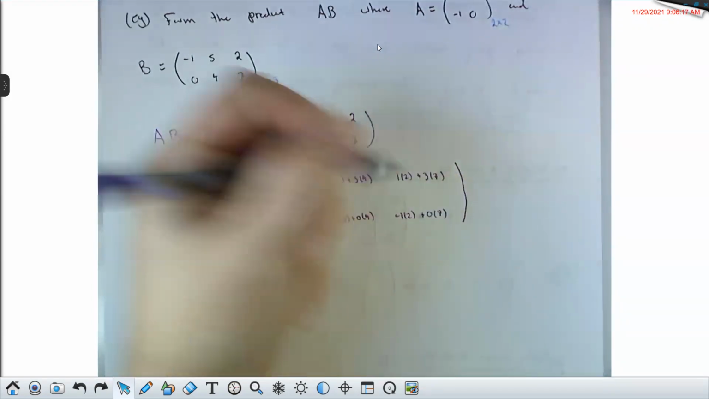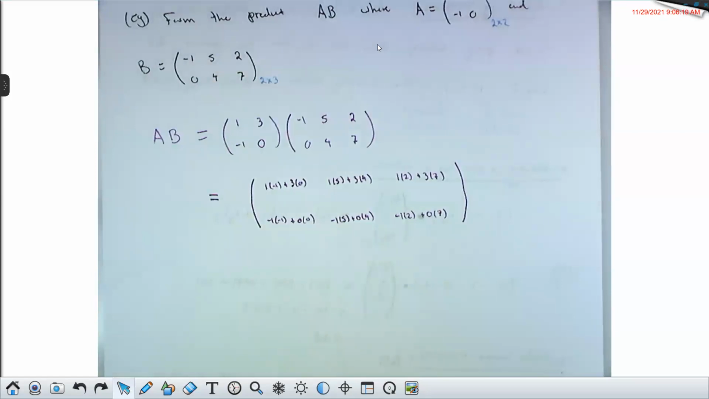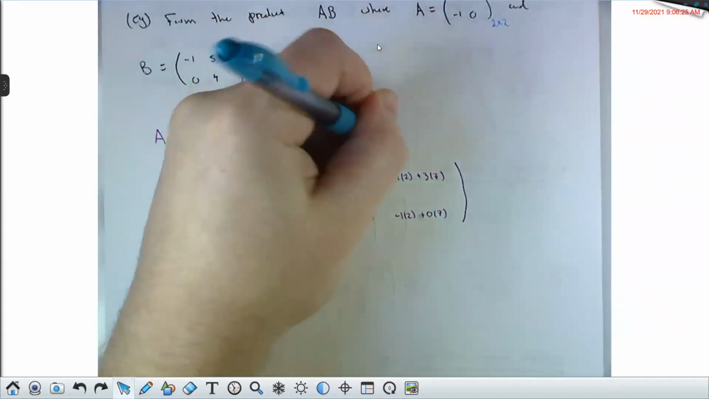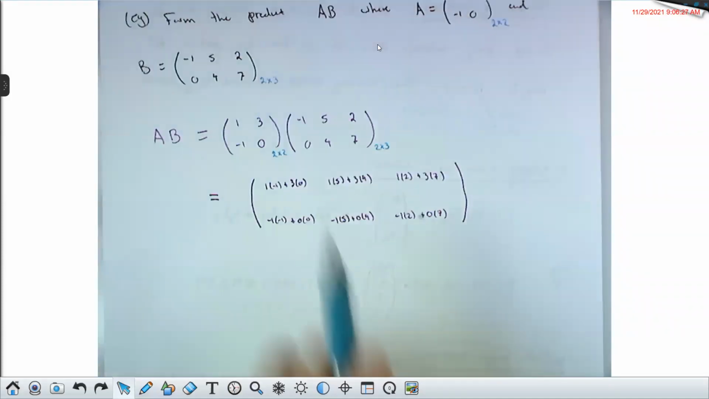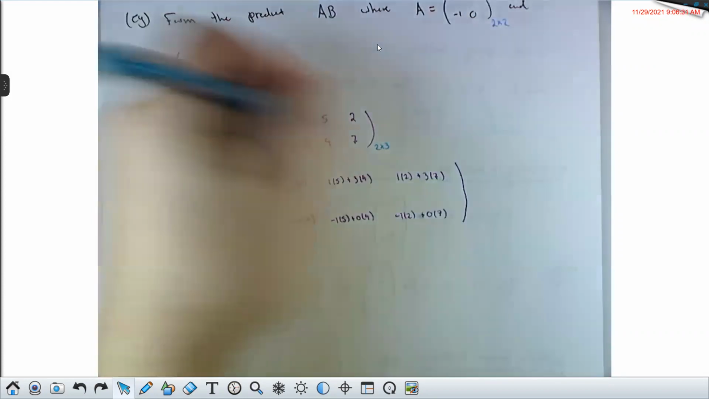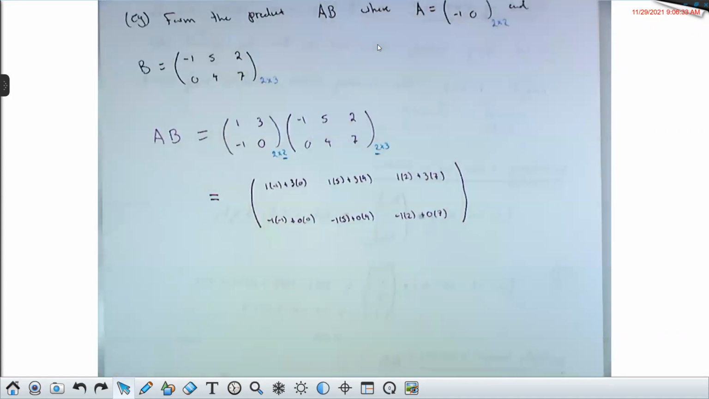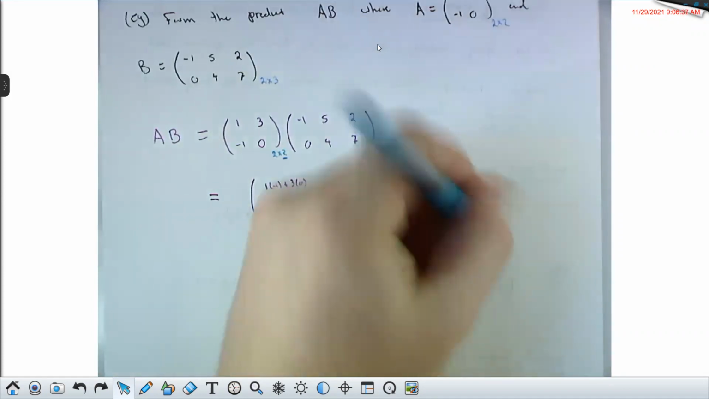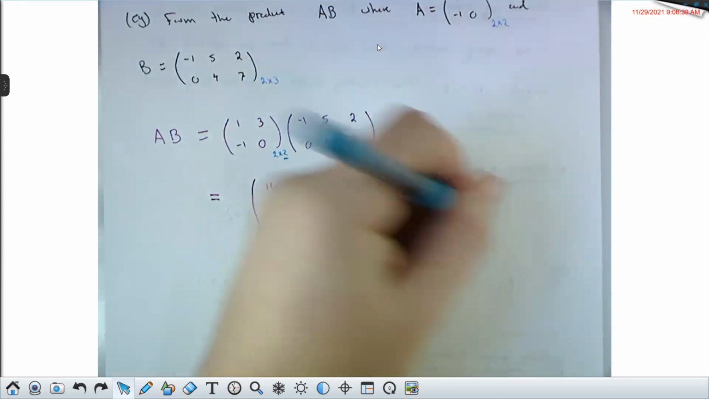And that is the matrix product. We're starting with a 2 by 2. We're multiplying it by a 2 by 3. We can form the product because the inner numbers match. That's what we needed. And then the resulting matrix will have the outer numbers as its dimensions. We get a 2 by 3.